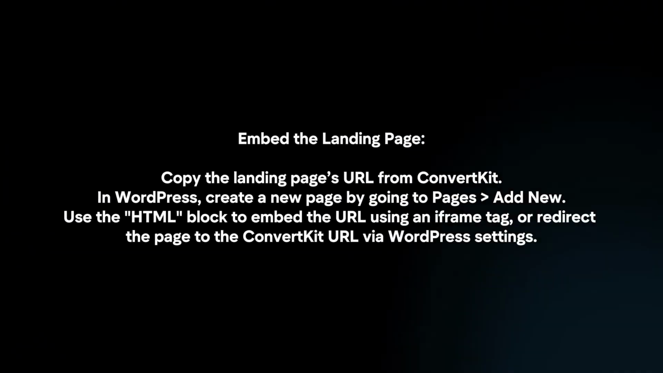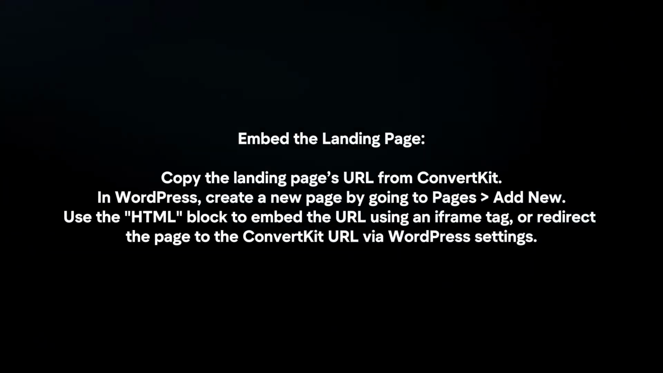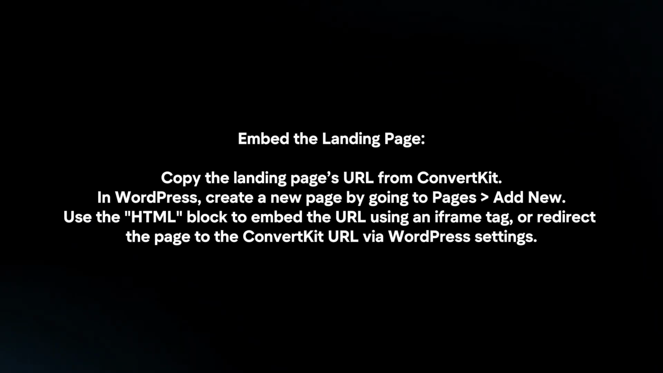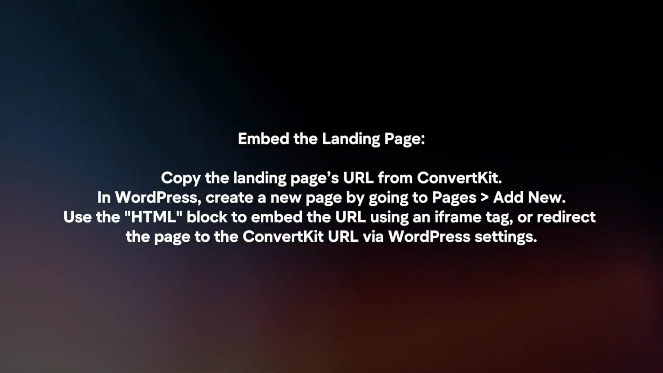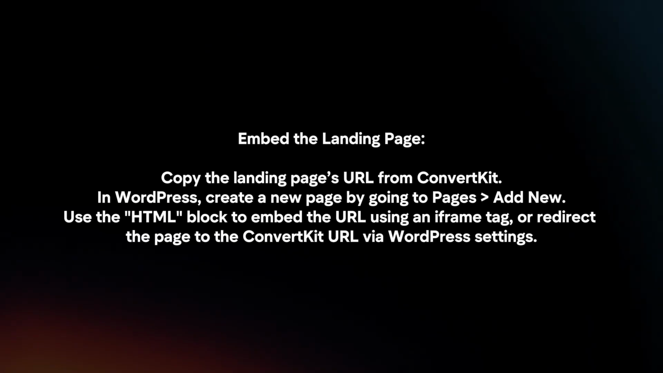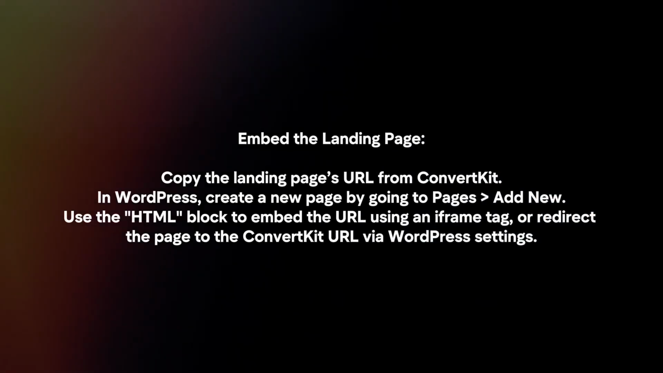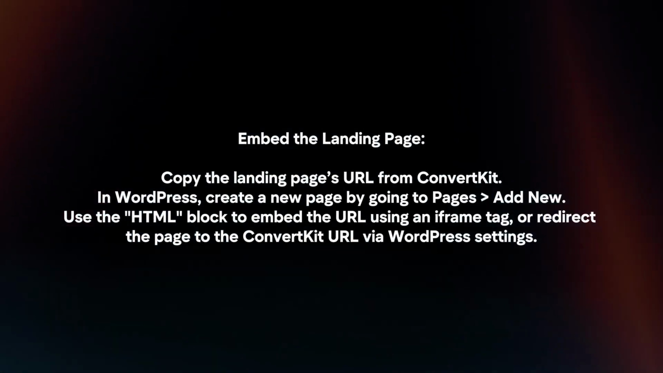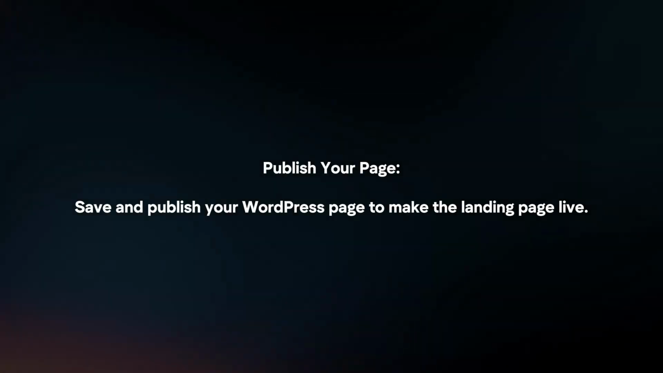Embed the landing page. Copy the landing page's URL from ConvertKit. In WordPress, create a new page by going to Pages, Add New. Use the HTML block to embed the URL using an iframe tag, or redirect the page to the ConvertKit URL via WordPress settings. Publish your page. Save and publish your WordPress page to make the landing page live.